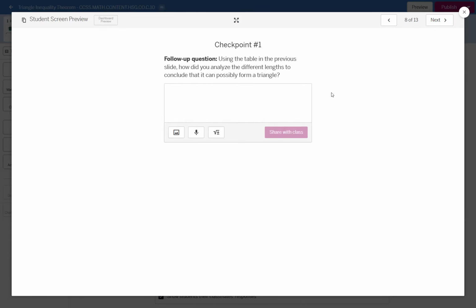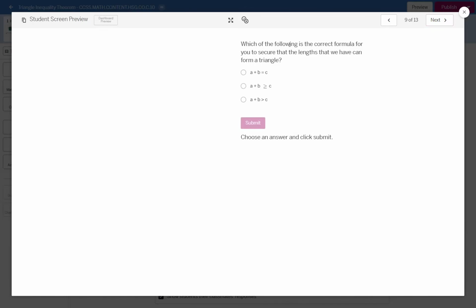Then we have checkpoint number 1. Using the table, how will you summarize the different lengths that can form or cannot form a triangle? This is just a checkpoint to really check your understanding before we proceed to the next slide. Then, for the next slide here, which of the following is the correct formula? Based on the table, can you see any pattern? Don't forget to click your answer and click submit. There's a surprise for you here.